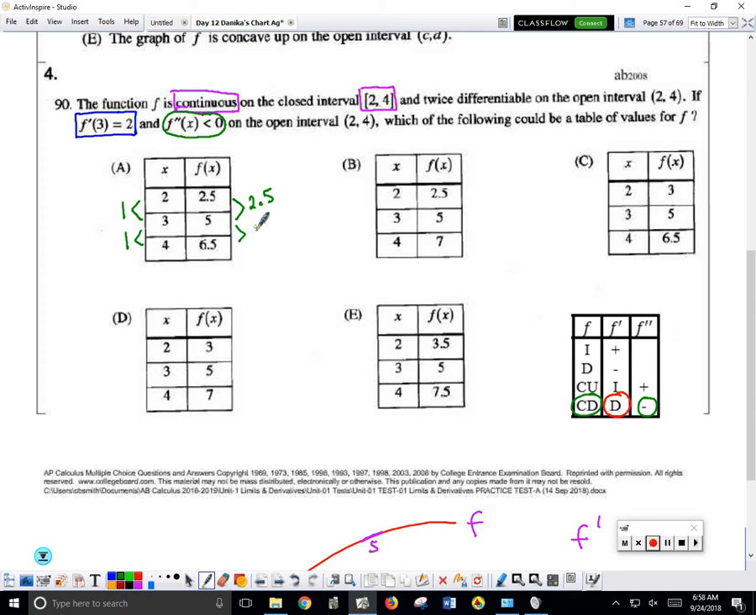This difference is 1.5. So what you're really calculating is a secant slope between x equal 2 and x equal 3. And that secant slope's value is 2.5 over 1. And then this next secant slope is 1.5 over 1. Then you can do the same thing for all of these. You end up with a secant slope of 2.5 over 1, and 2 over 1.